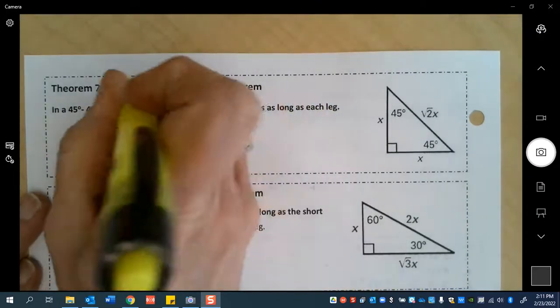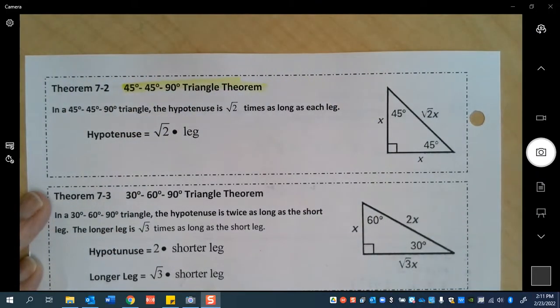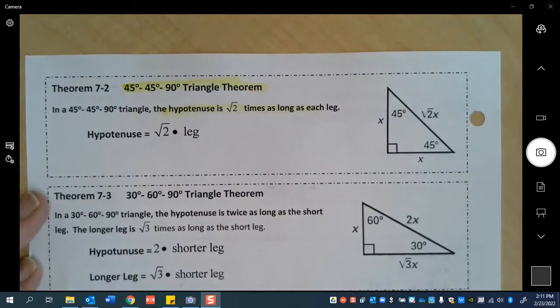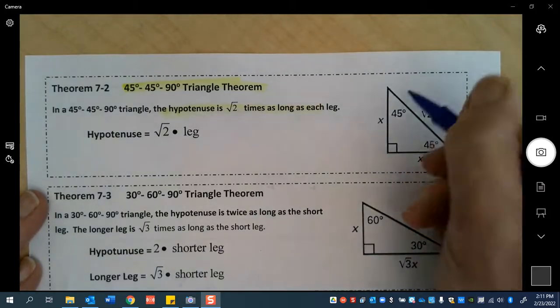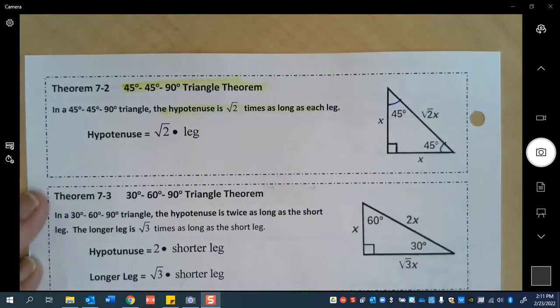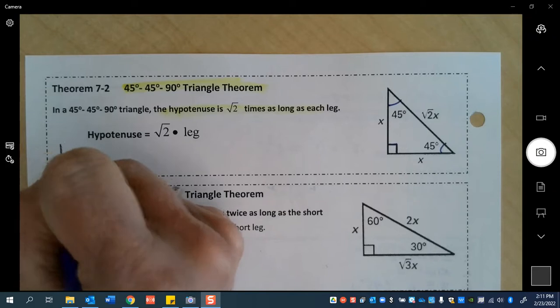If we have a 45, 45, 90 degree triangle, that hypotenuse is going to be root 2 times as long as each leg. So here's my 45, 45, 90 degree, and I have an x and an x and a root 2. Let's do some practice ones, and they go like this.